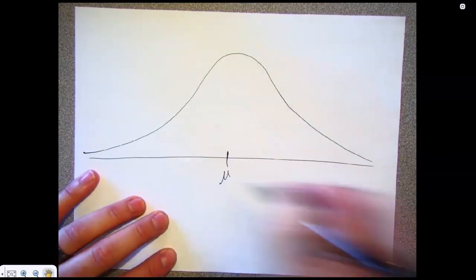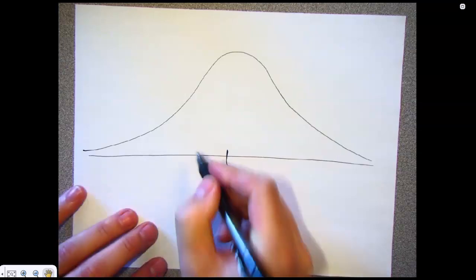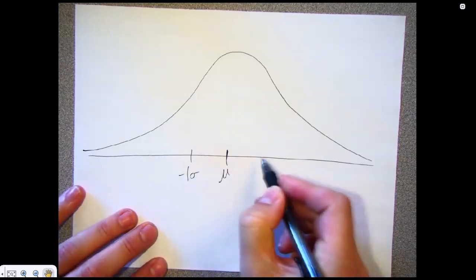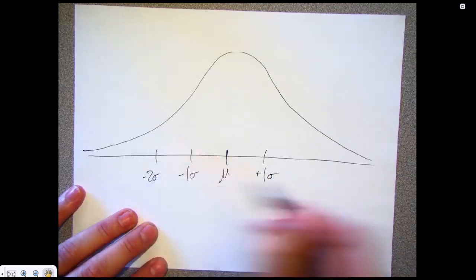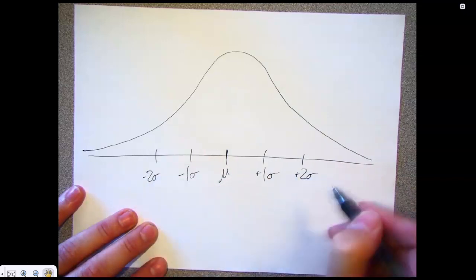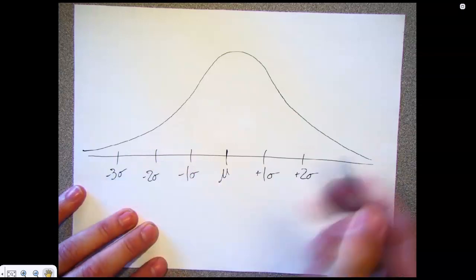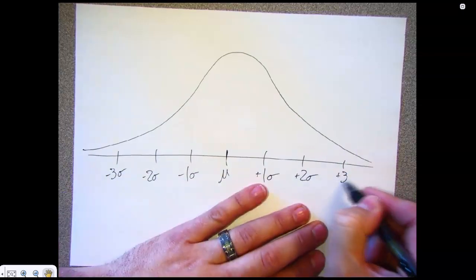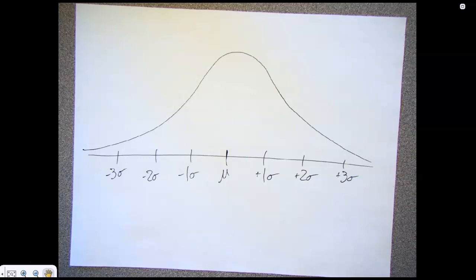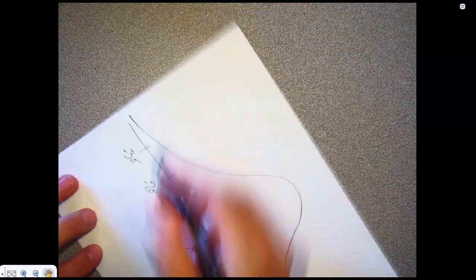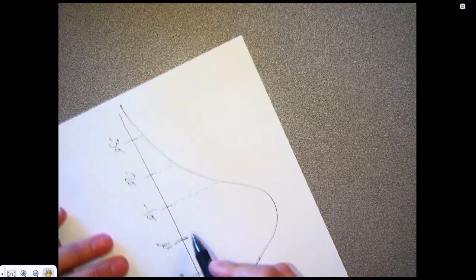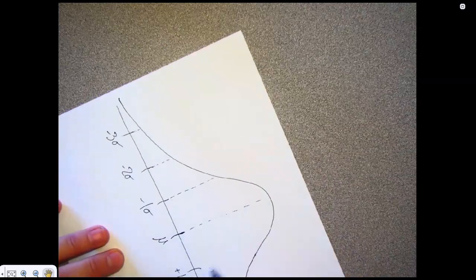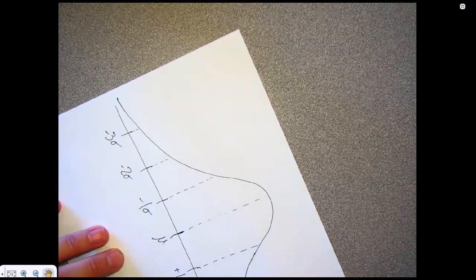Alright, so I'm going to put the mean in the middle. I'm going to go -1 standard deviation, plus 1 standard deviation; -2 standard deviations, plus 2 standard deviations; -3 standard deviations, plus 3 standard deviations. And then I'm going to draw a dotted line up from each one of those. So there's what I want to draw.